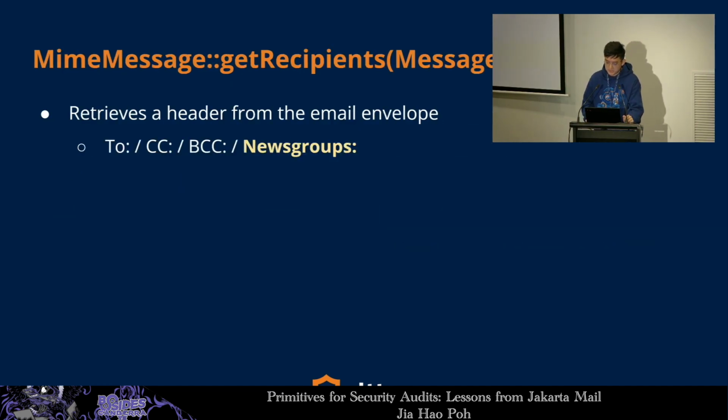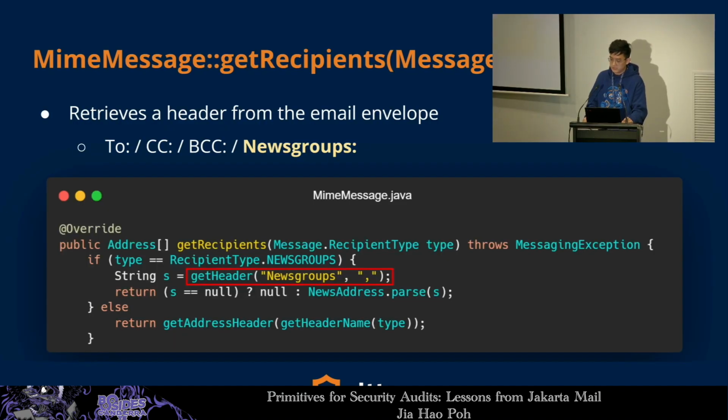Okay, so we are still at the MimeMessage class. The other interesting method is the getRecipients method. This method retrieves a header value from the email envelope according to the argument type. There are 4 acceptable types which are defined as a Java enum. The interesting one that I would like to point attention to is newsgroups. Observe that if the recipient type is newsgroups, the getHeader method will be called to retrieve the values from this newsgroups header. The getHeader method then concatenates any duplicate headers with a delimiter, which is comma in this case. What this means is that the method actually accepts duplicated newsgroups headers, and this edge case may not be obvious to developers.